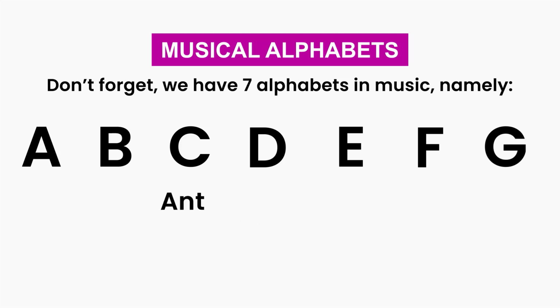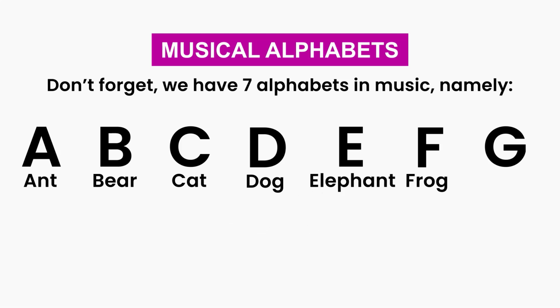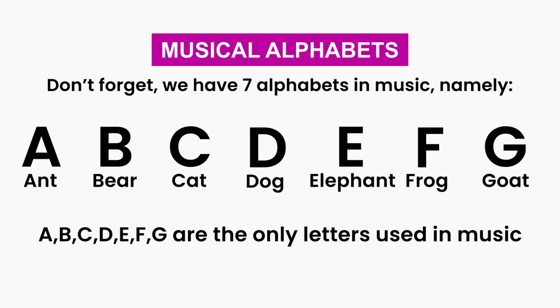A stands for ants. B stands for bear. C stands for cats. D stands for dog. E stands for elephant. F stands for frog. And G stands for goat. That is, A, B, C, D, E, F, G are the only letters used in music.